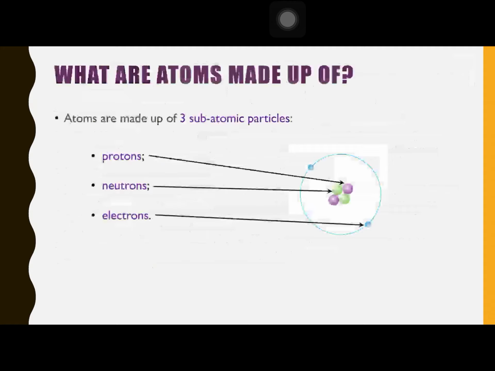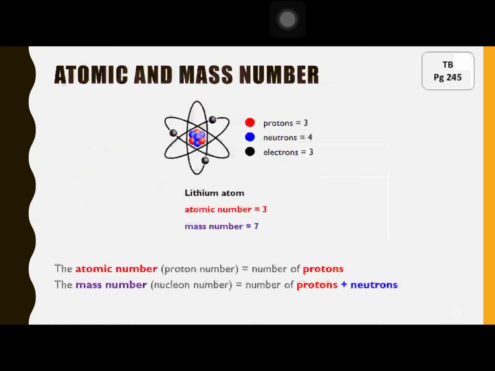Okay, so the atom is made of 3 subatomic particles: protons, neutrons, electrons. Now please take note that these 3 particles are called subatomic particles. Alright. Now 4 new terms that you need to know: the atomic number, the proton number, the mass number, and the nucleon number. Now the atomic number is the number that tells you what atom it is, based on the number of protons.